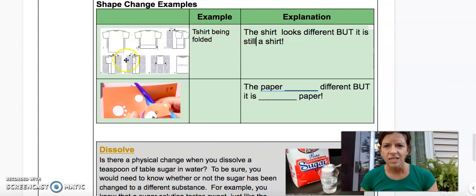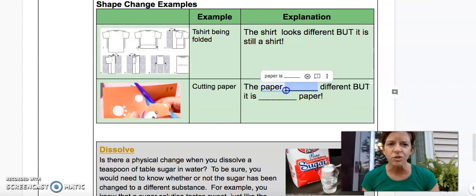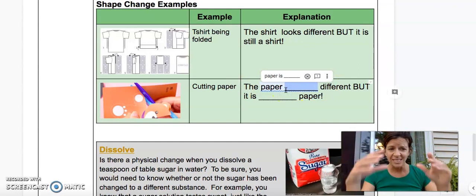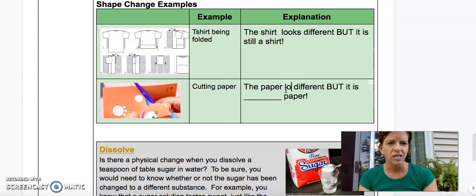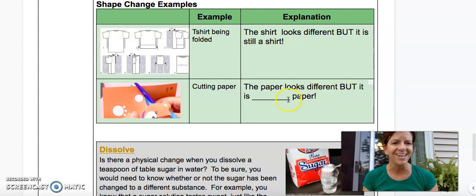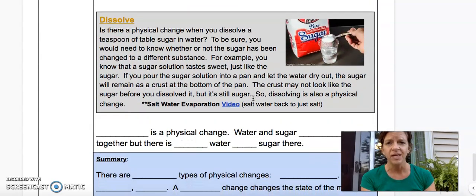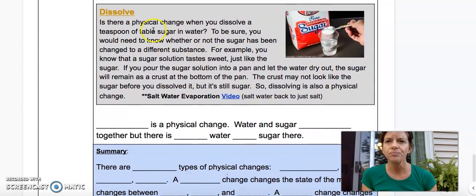Okay, this person is cutting a little bear out of paper. Okay, cutting paper. The paper, after you cut it up, it's not a rectangular piece of paper anymore. So the paper looks different, but it is still paper. That's the key to physical change. Okay? Let's take a look at one more.